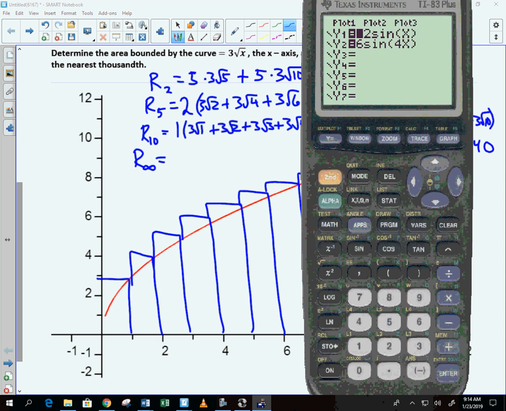But if you go to y equals, type this in, and what is our function? 3 roots of x. Type that in. Go to Zoom Standard. Get this nice viewing window. Make sure you've got that square root function.